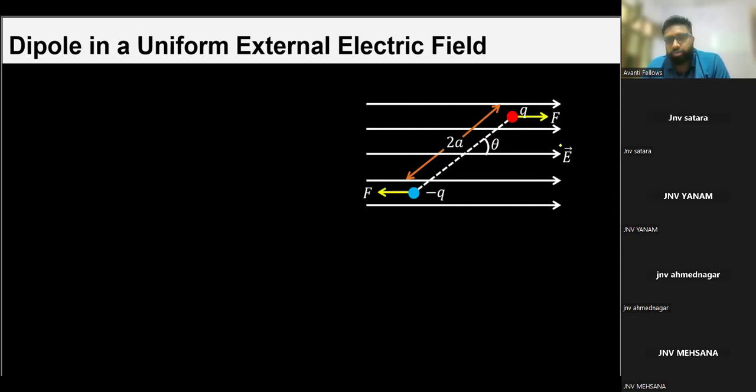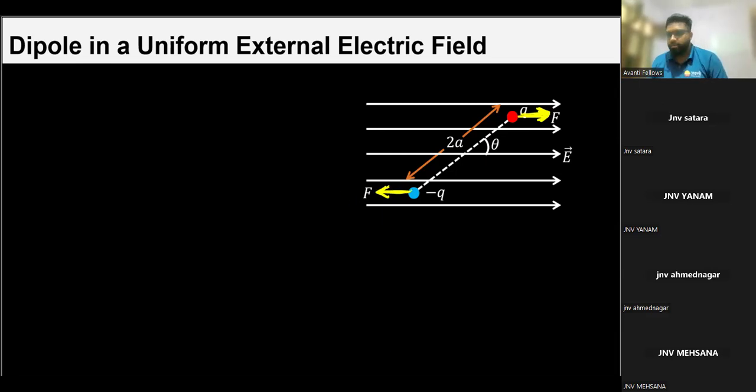If you talk about the force, this is the positive charge. How will the field force act on a positive charge? In the direction of the field. So this arrow is showing the direction of the field. How does the force act on a negative charge? Already told you, opposite to the direction of the field.